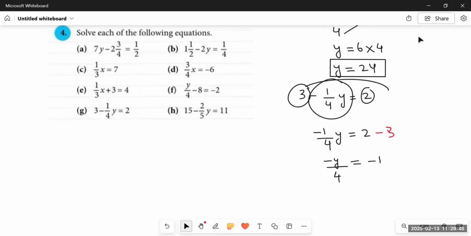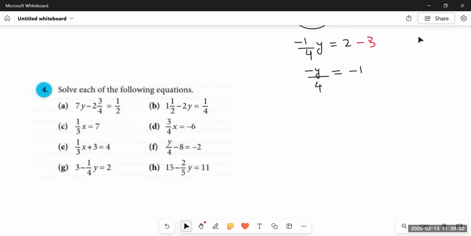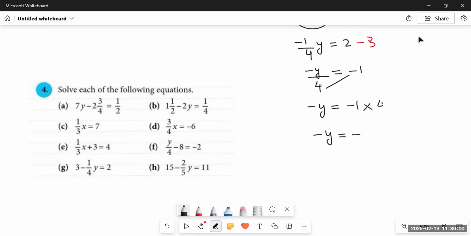Then what to do next? 4 will be shifted to the other side. So it becomes minus y is equal to minus 1 multiplied by 4, and then minus y is equal to minus 4, and then minus minus cut. So the final answer is y is equal to 4, and done.